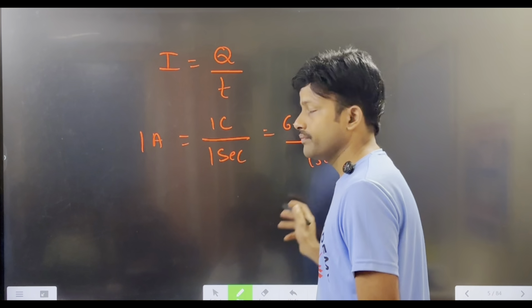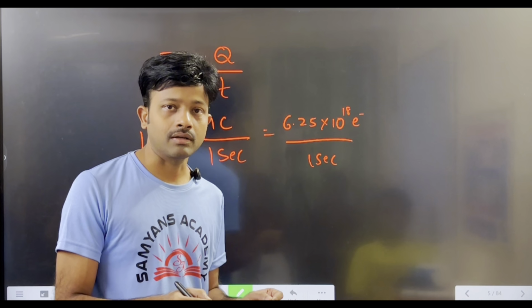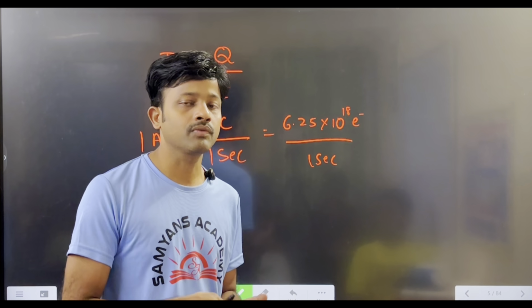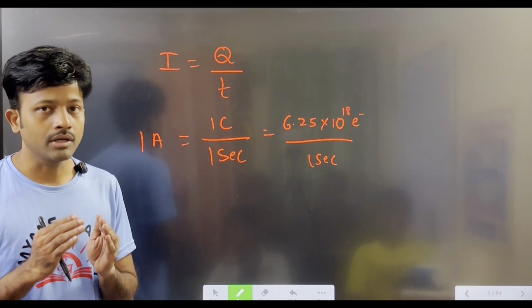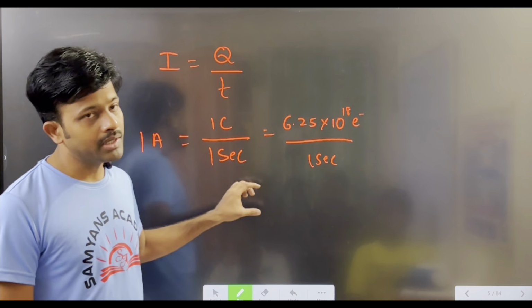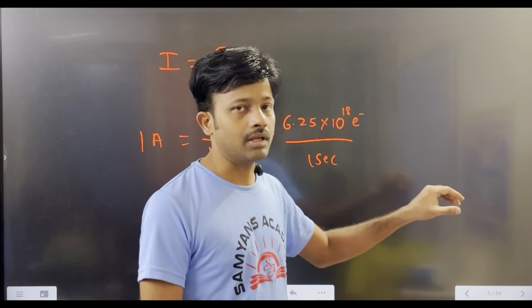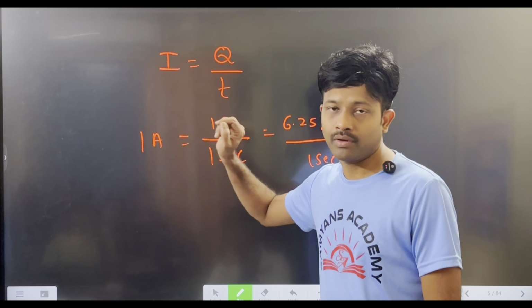Okay, so this many electrons, 6.25 into 10 power 18 electrons. Do you know that 10 power 3 is 1000, 10 power 4 is 10,000, like that 10 power 18. 6.25 into 10 to the power of 18 electrons constitute 1 coulomb of charge. And this many electrons are flowing through any cross section area of a conductor in 1 second of time. And this is said to be 1 ampere of current.